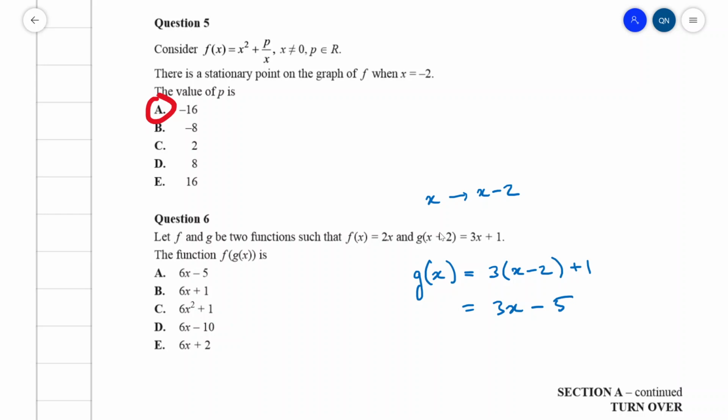Okay, and we're just asked to find f of g. Well, f is just taking 2 times the input. If you do f of g of x, then you're just taking 2 times g, so 3x minus 5. That's exactly 6x minus 10, so it's option D.